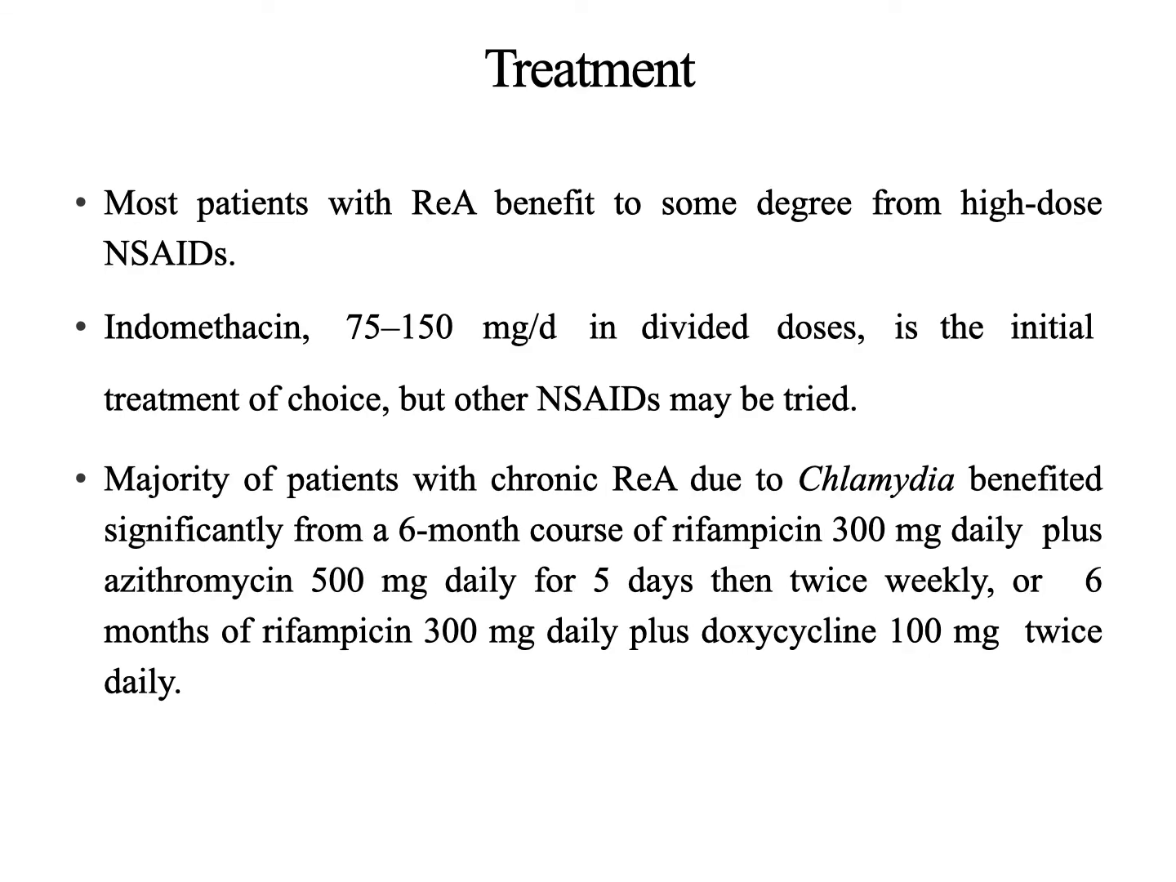Treatment. Most patients with Reiter's disease benefit to some degree from high doses of NSAIDs. Indomethacin 75 to 150 mg in divided doses is the initial treatment of choice, but other NSAIDs may be tried. The majority of patients with chronic reactive arthritis due to chlamydia benefited significantly from a 6-month course of rifampicin 300 mg daily plus azithromycin 500 mg for 5 days and then twice weekly, or 6 months of rifampicin 300 mg daily plus doxycycline 100 mg twice daily.